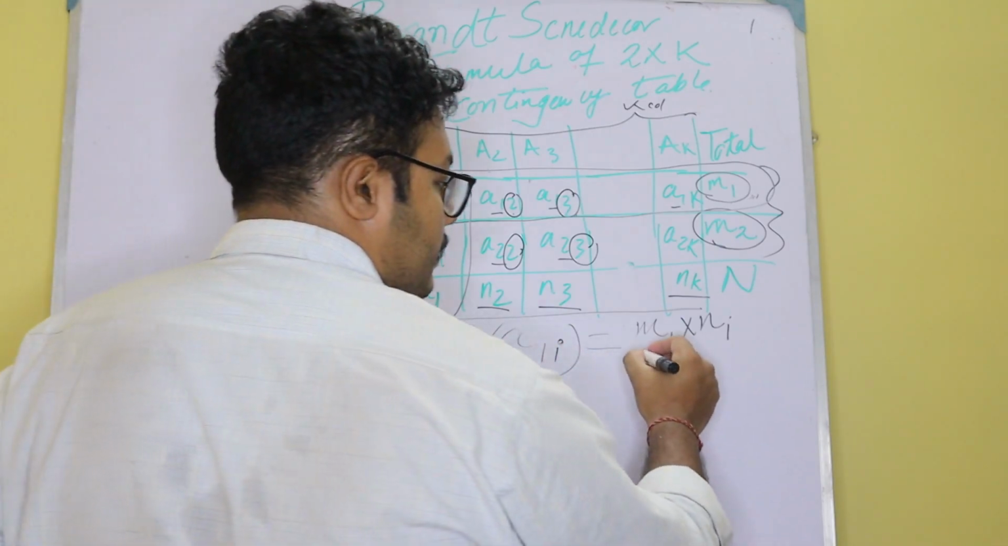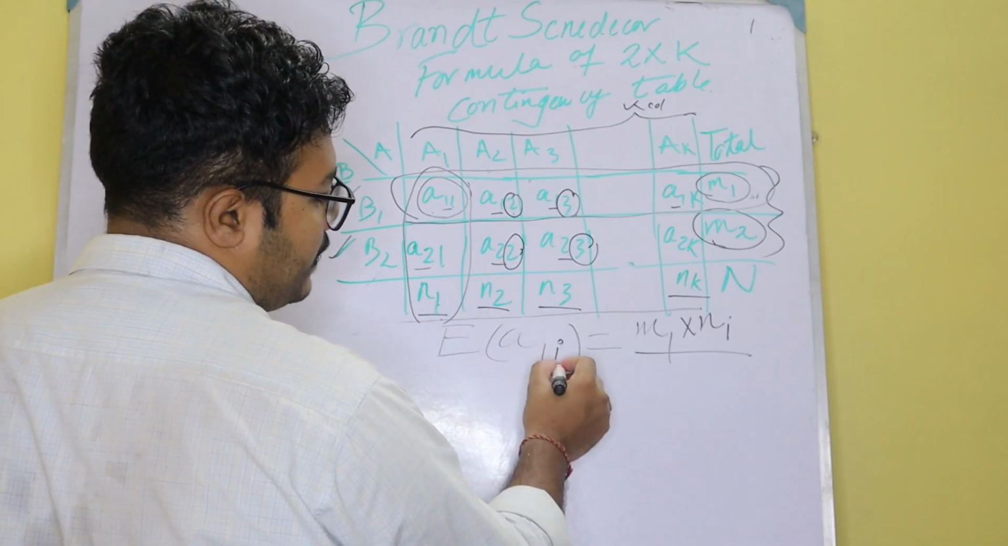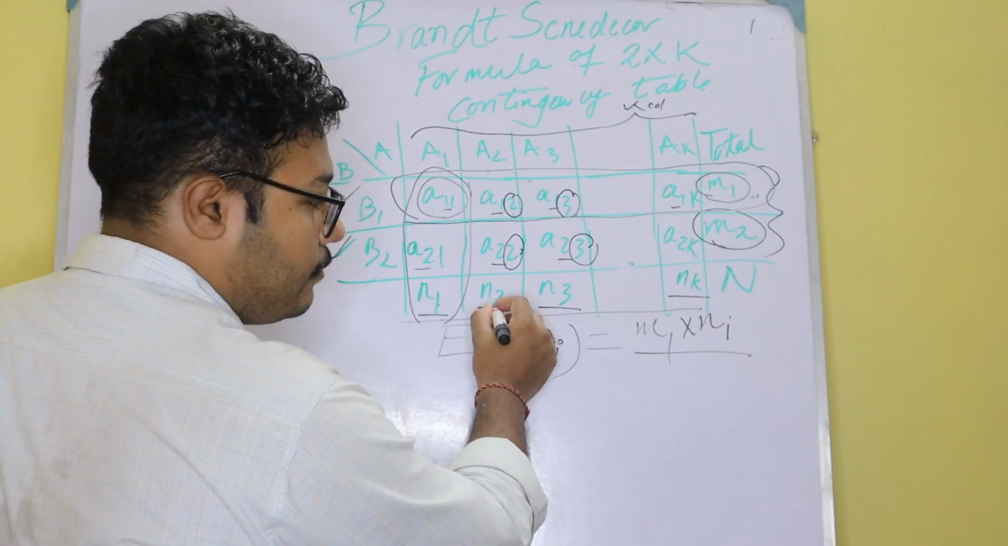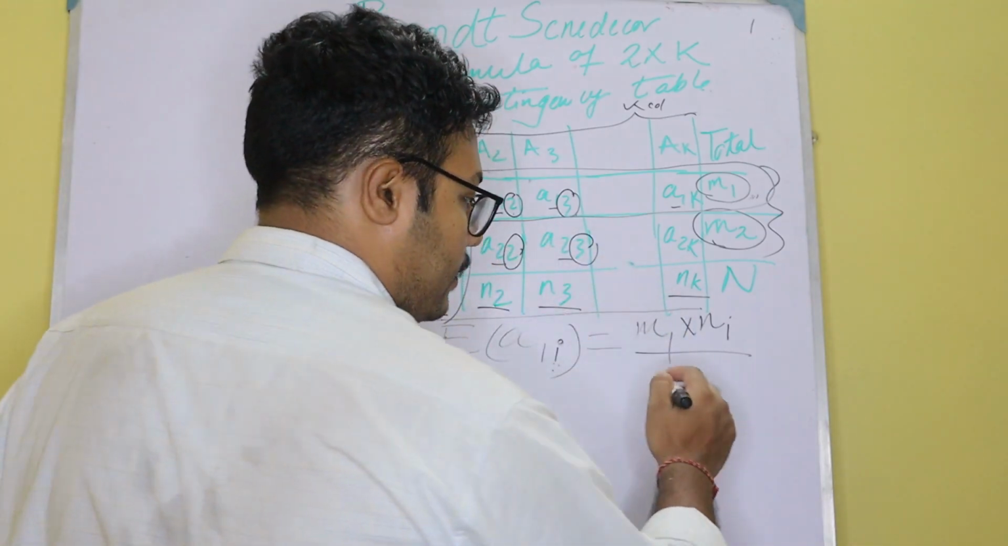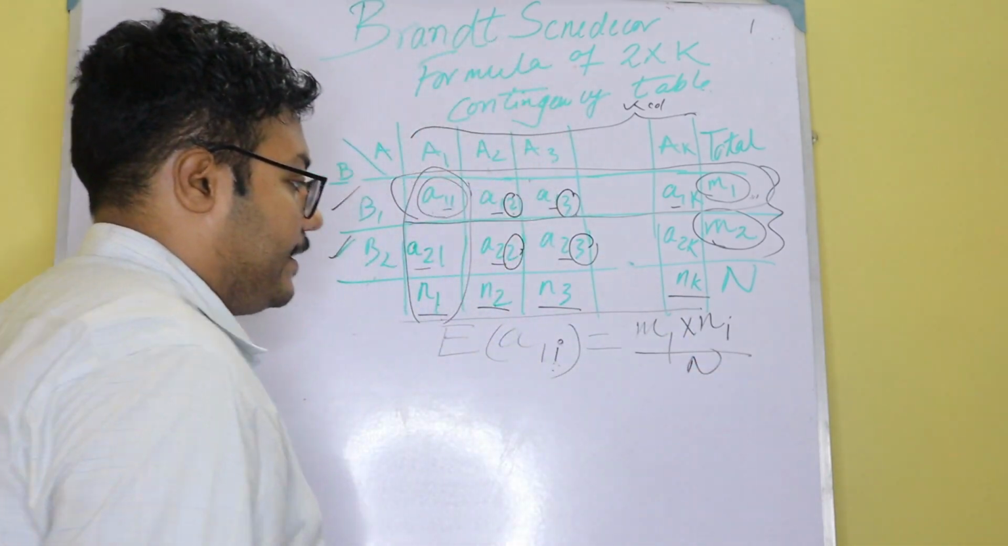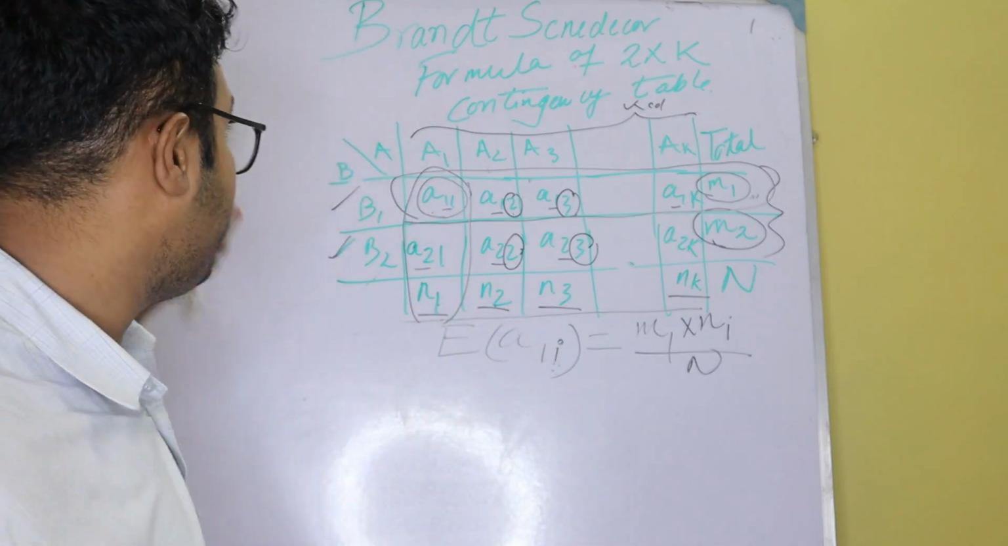It will go on. So if this is i=1, then it will go for n1. If i is equal to 2, then it will go for n2. If i is equal to 3, then it will go for n3. And this will go on. So divided by N. So this is what we get as E of a1i. I am writing it here.